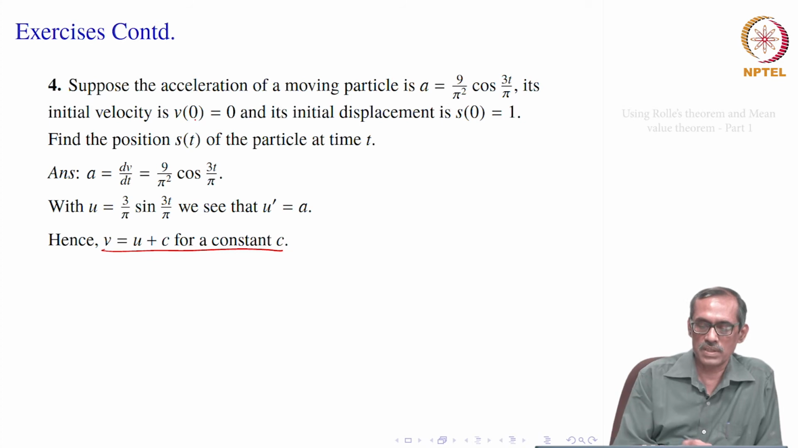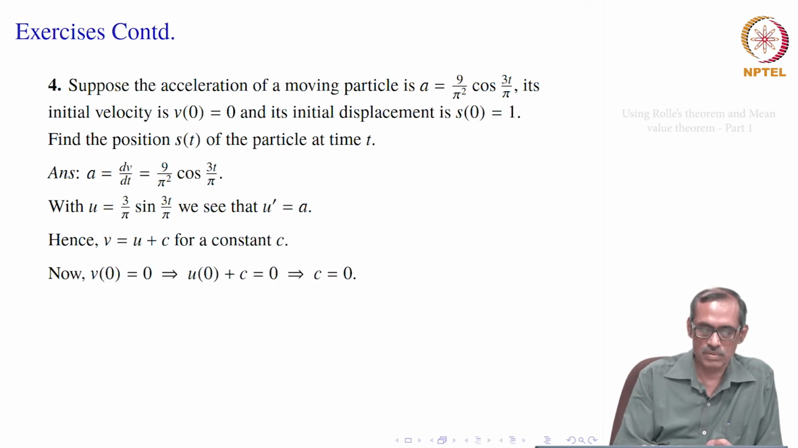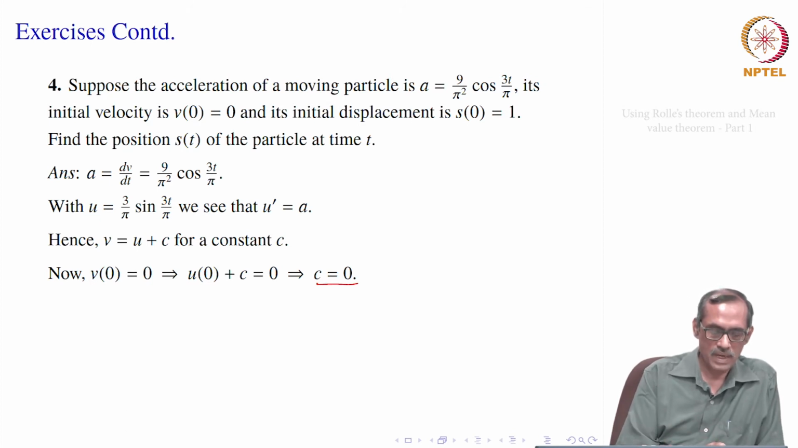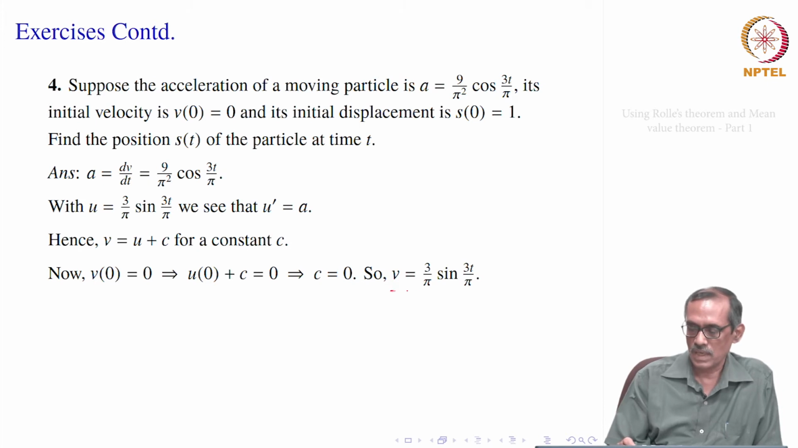Now, we will use the condition that v 0 equal to 0. So, that gives u 0 plus c equal to 0, and u evaluated at 0 is already 0, therefore, c must be 0. So, that means we have got our v equal to 3 divided by pi sin 3t by pi. Once more we apply the same method.